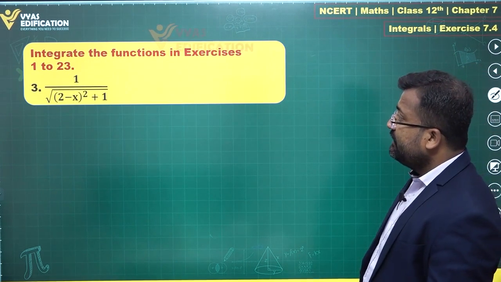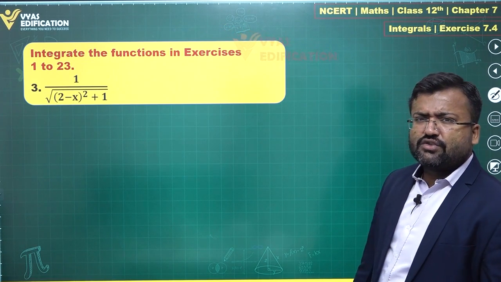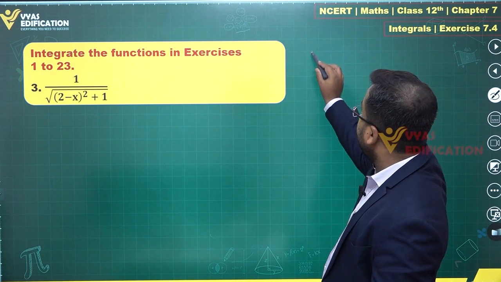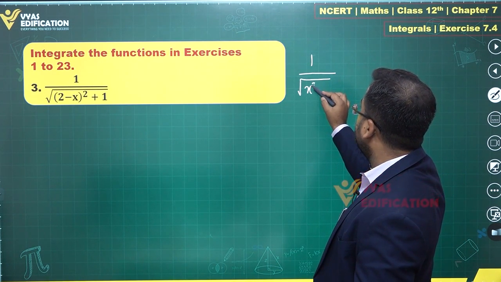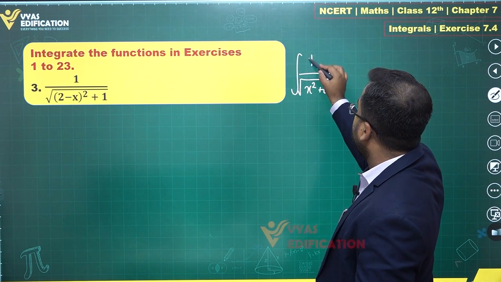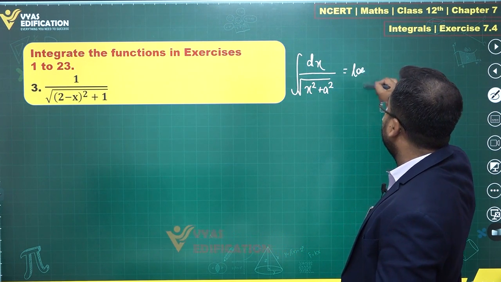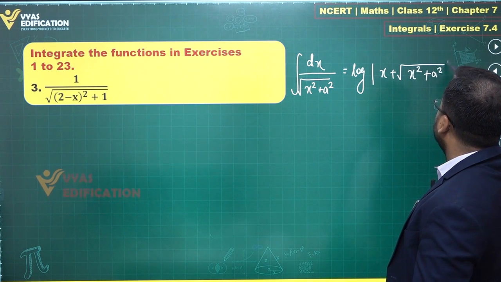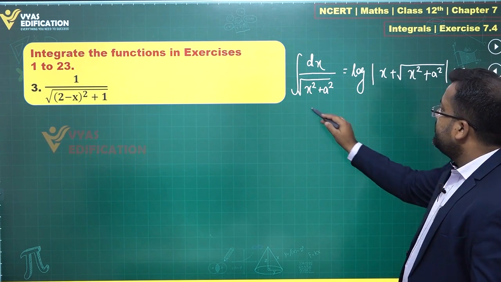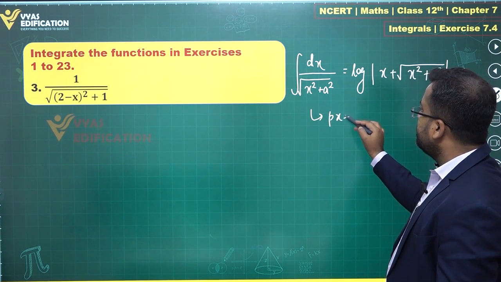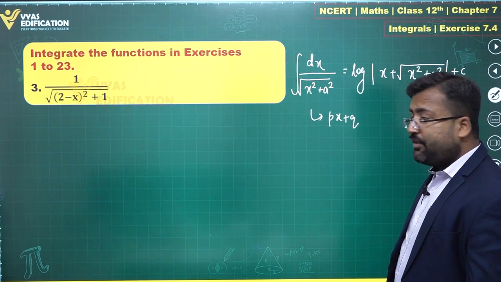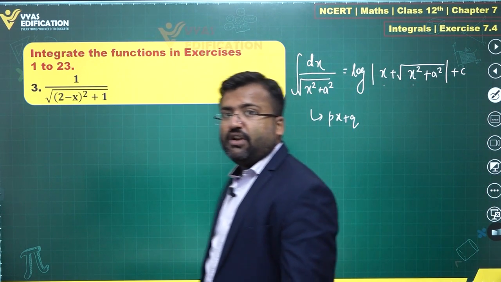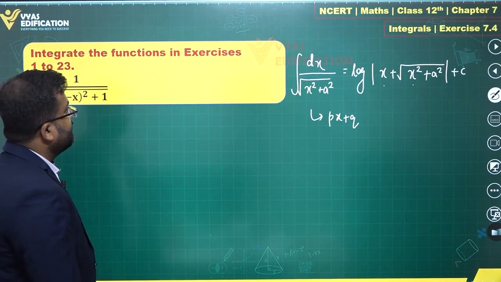In the third question, you have a linear polynomial of x squared plus 1 square again. So this is 1 upon root quadratic. So I'll write the formula again. This is x square plus a square dx, which is equal to log modulus x plus under root of x square plus a square plus constant. Instead of x, if you have px plus q, that is a linear polynomial of x, at the end you have to replace x by px plus q, and in the end you divide by p.